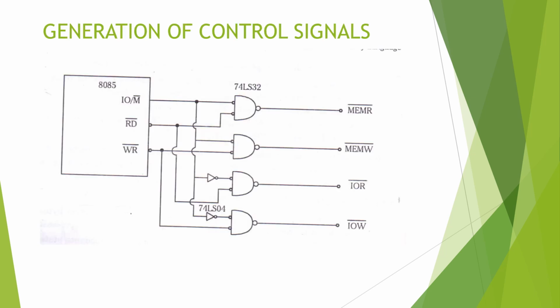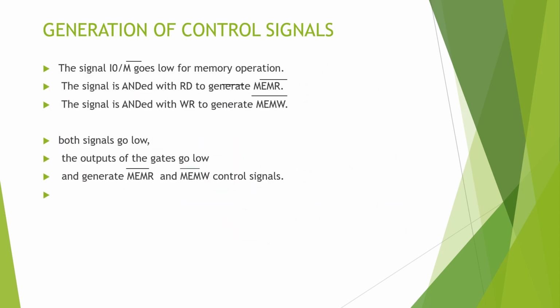The IO/M signal goes low for memory operation. This signal IO/M is ANDed with RD to generate the memory read signal. The IO/M signal is ANDed with the write signal to generate the memory write signal. When the IO/M signal as well as the read or write signal go low, the output of the gates also goes low and generates the memory write and memory read control signals.